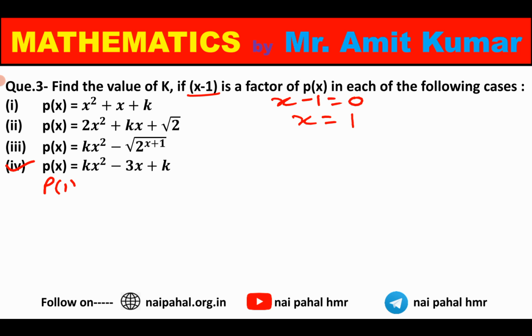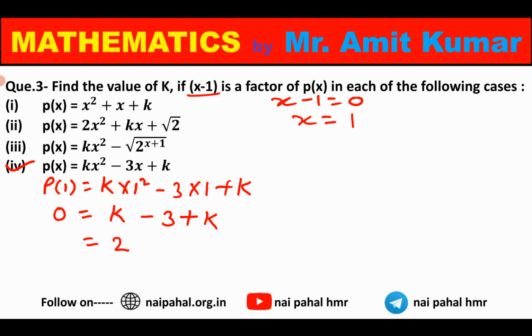Whether 2 plus root 2 plus k equals 0, then k will be minus, taking it as common, 2 plus root 2. In other words, you can also say that k will be minus 2 minus root 2. So you have already found out that this is the value of k.